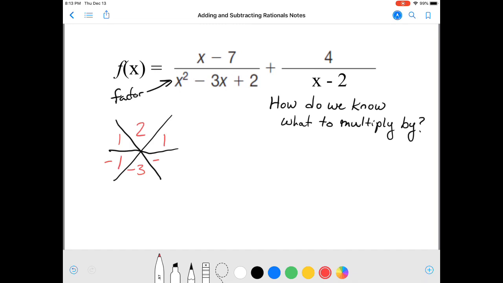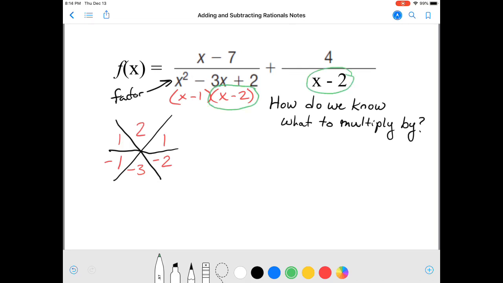1 times 2 equals 2. So negative 1 times negative 2 equals 2 as well. Negative 1 plus negative 2 gives us negative 3, so that works out. So we have x minus 1 times x minus 2. And those are our factors for our denominator in our first rational function.